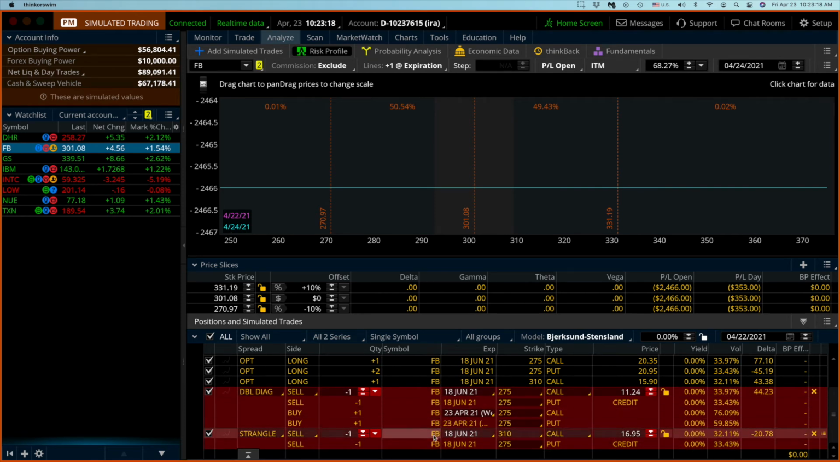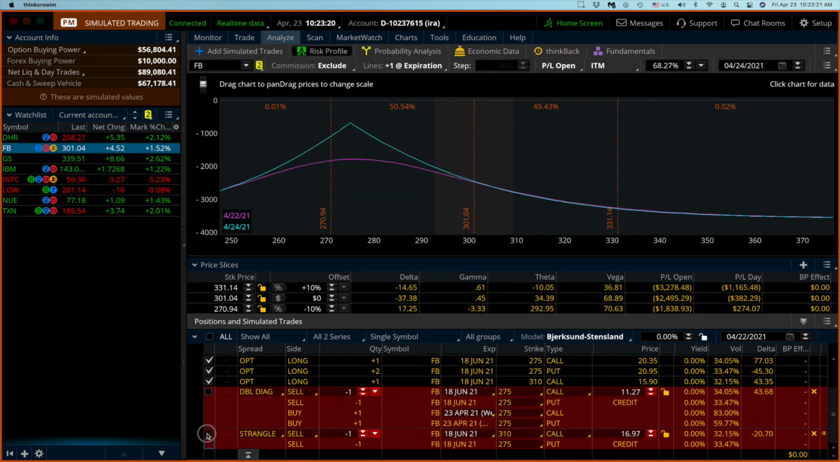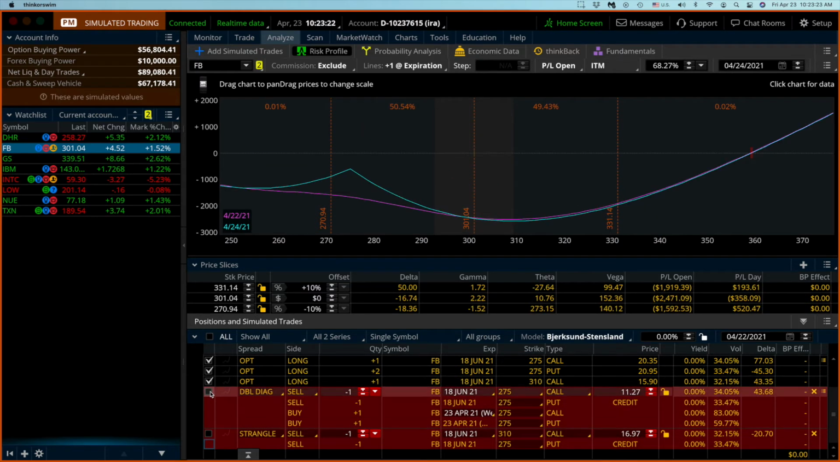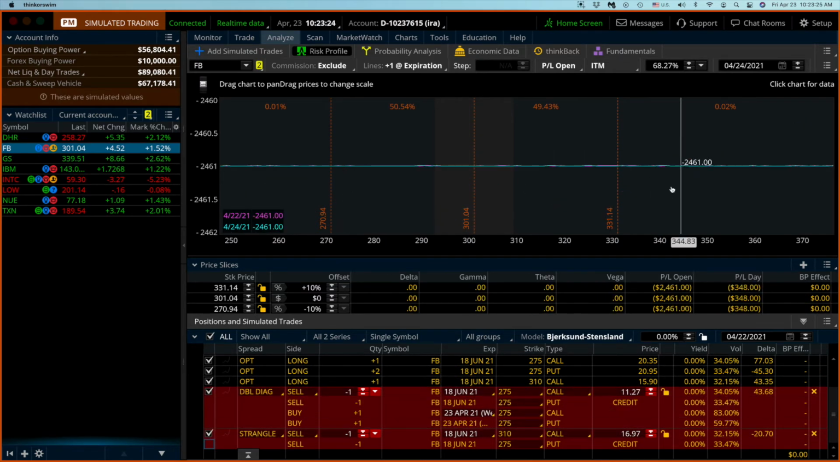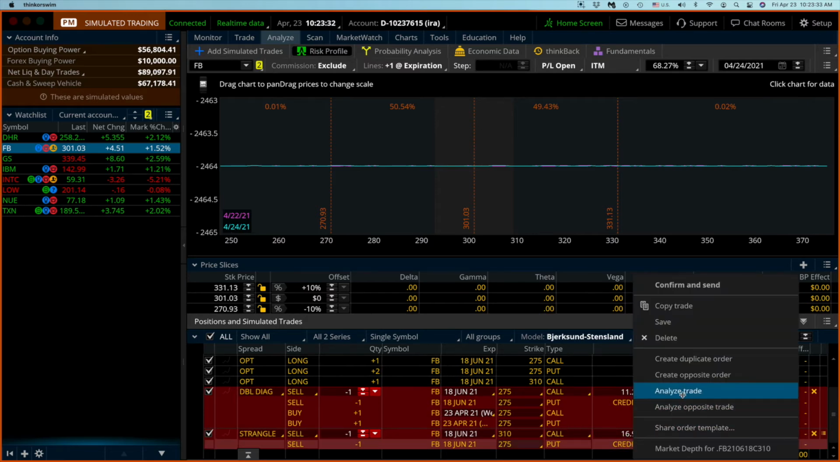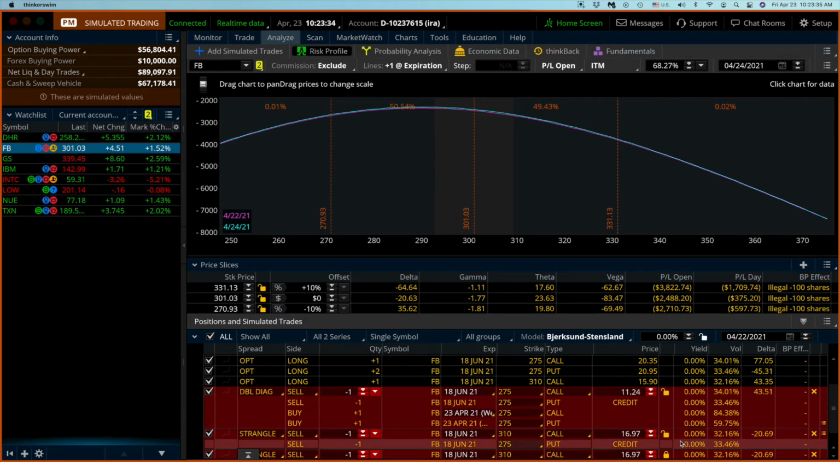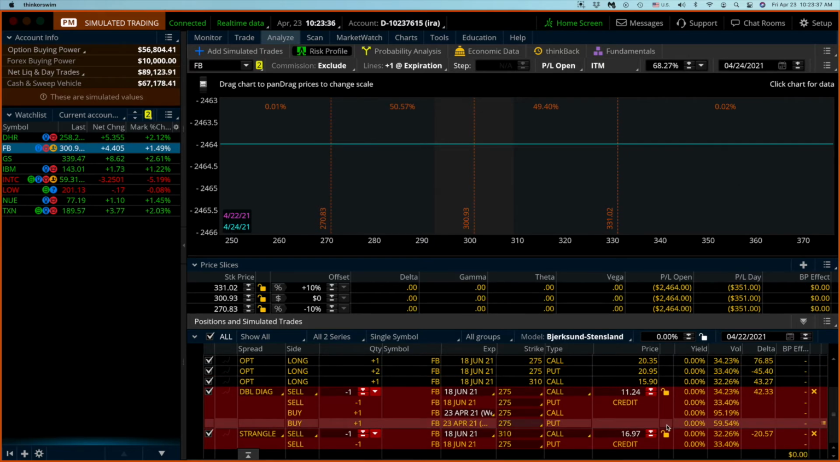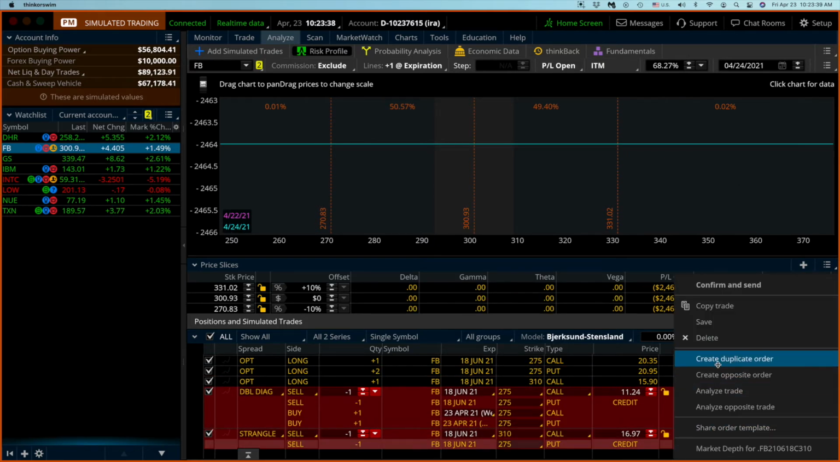Obviously, if you did this, you make sure that when you enter the two trades, you are going to end up with a flat line. Then you figure out which one gives you the more money, because that's the one you want fulfilled first. Analyze trade. I'm sorry, what we want to do is create duplicate.